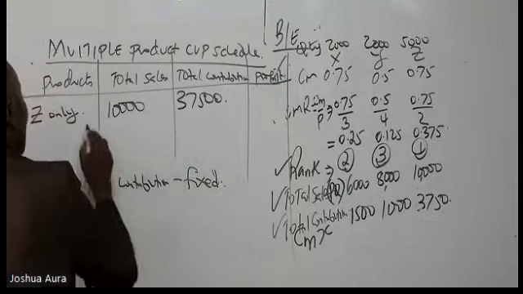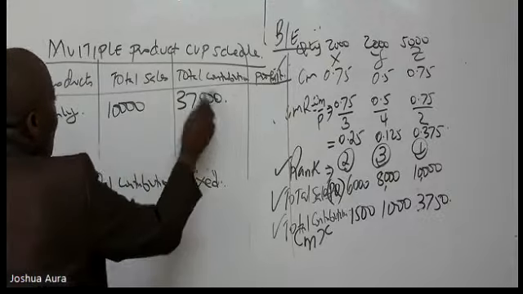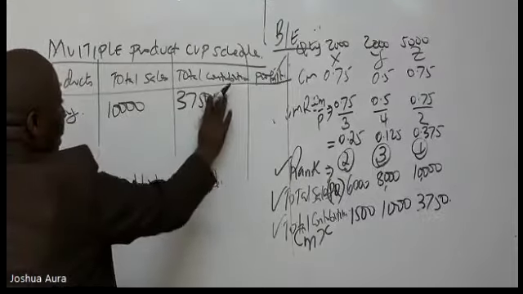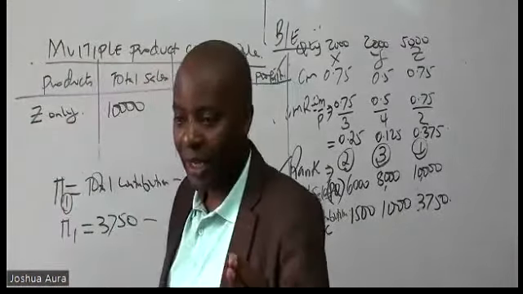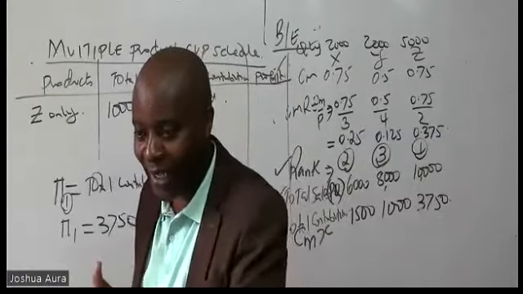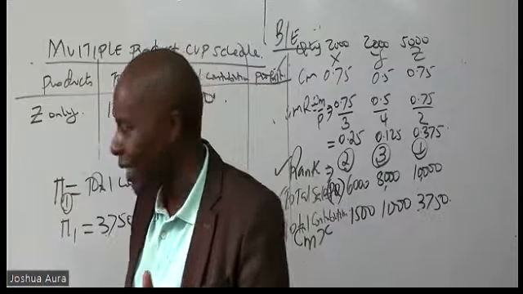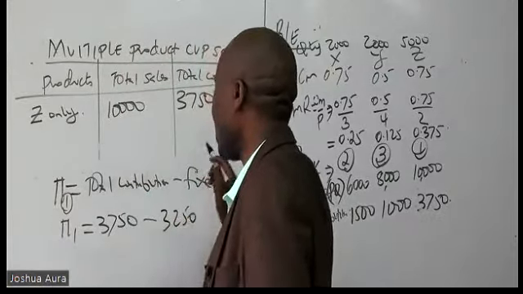So in this particular case, the first working year, the first profit will be total contribution, which is 3,750, minus the firm's fixed cost. The firm's fixed cost is 3,250, isn't it?